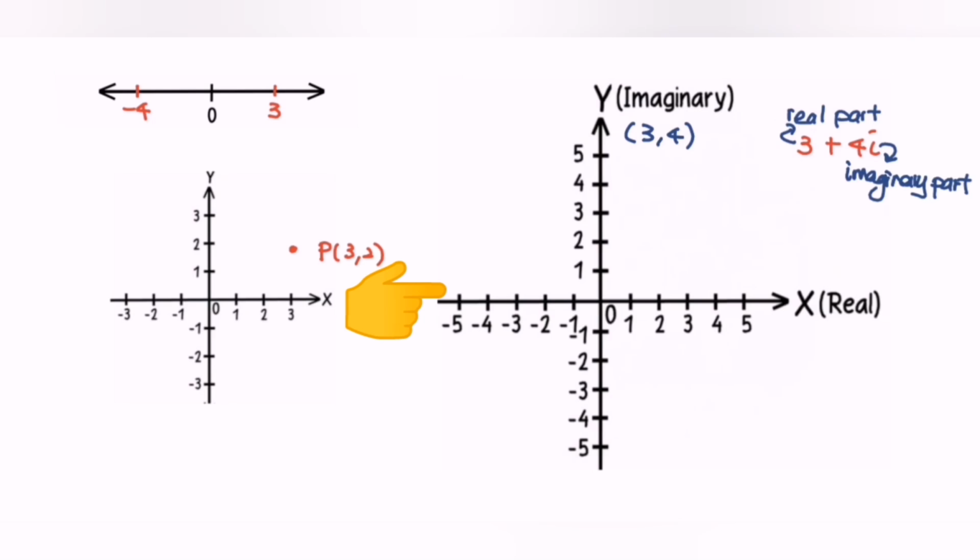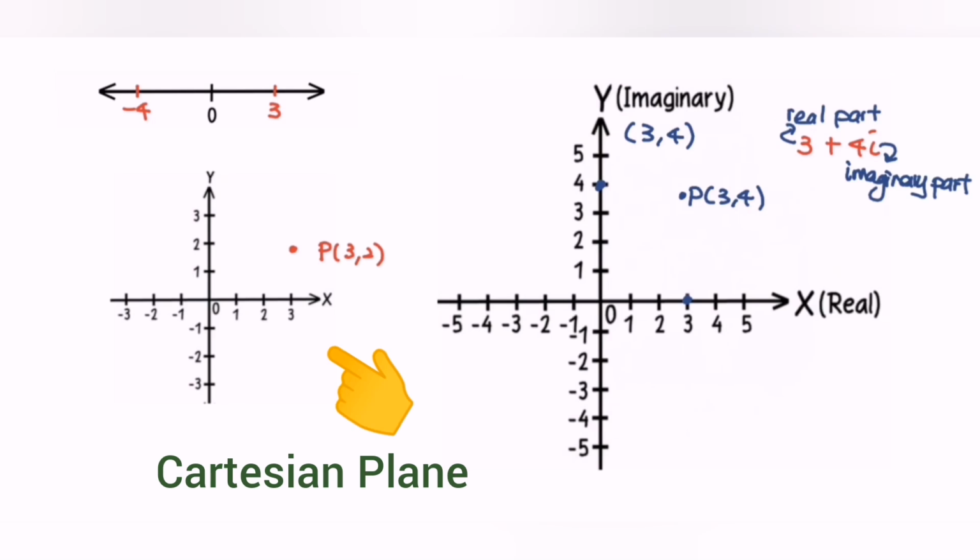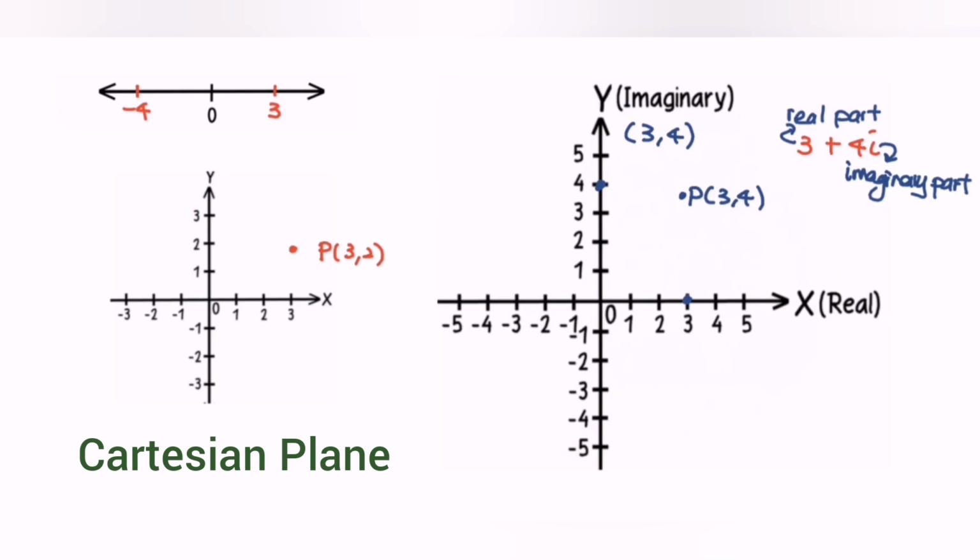Remember that the horizontal axis is the real axis and the vertical axis is the imaginary axis. So 3 units right on the real axis and 4 units up on the imaginary axis. This will give us the position of the complex number on this plane, (3, 4). Name it P. Do you remember what the plane on the left was called? This is called a Cartesian plane. How about the right-hand side? It is called the Argand plane.